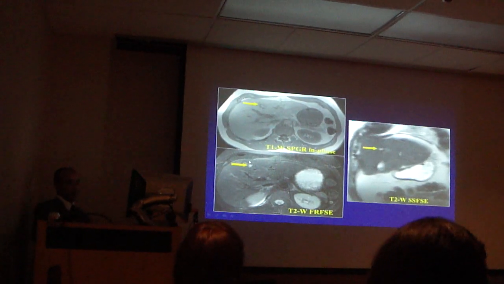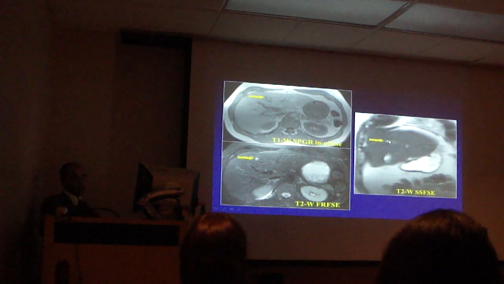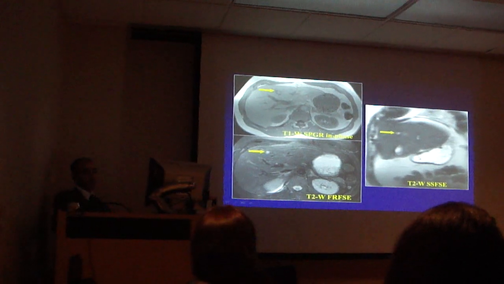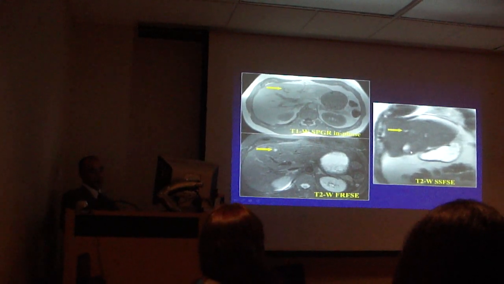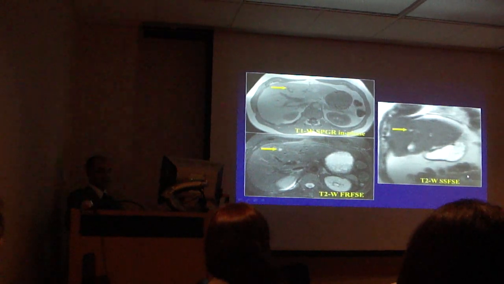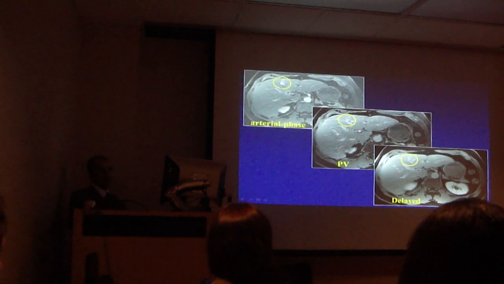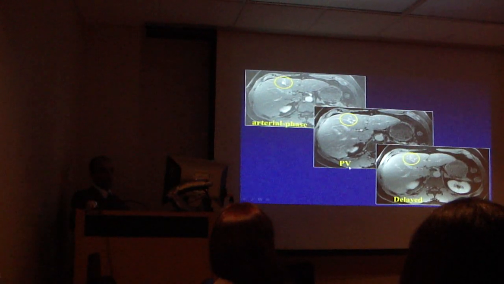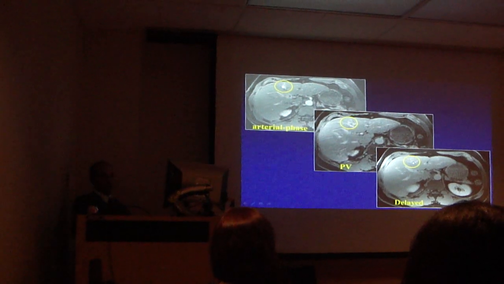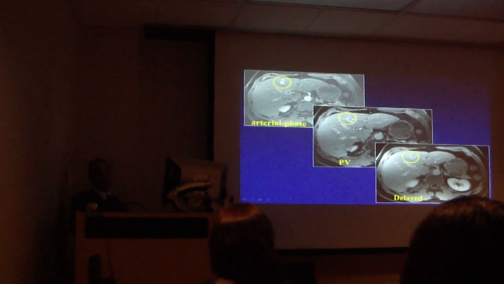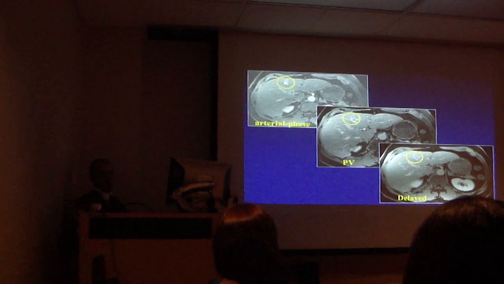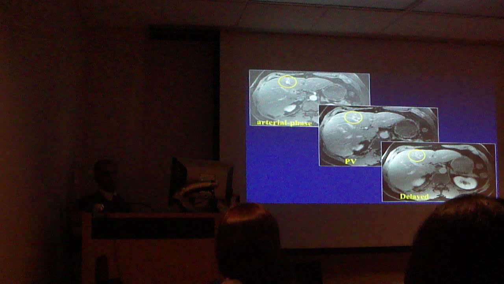On T2 weighted images, again, you can see the lesion. On T2 weighted single shot images, the lesion actually gets brighter, remaining as bright as the bile in the gallbladder or fluid in the stomach. I'll talk about that later. On arterial phase images, you can see the lesion here. On portal venous phase images, you can sort of see the lesion here. And on delayed, you can again see the lesion enhancing. What do we think now? Is it good or bad?